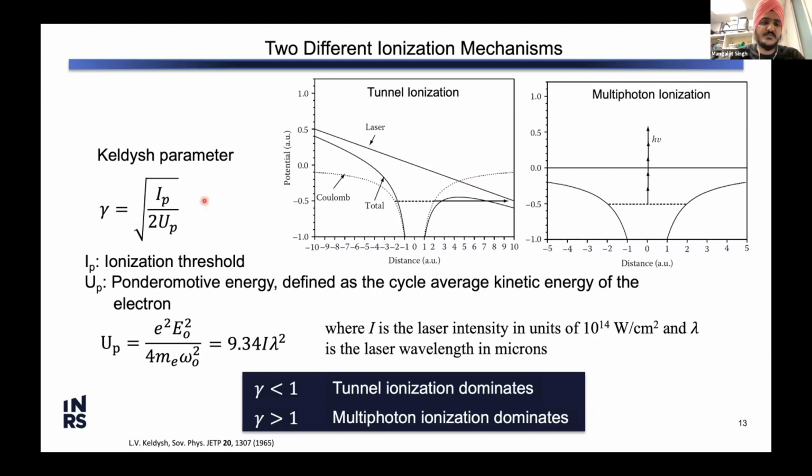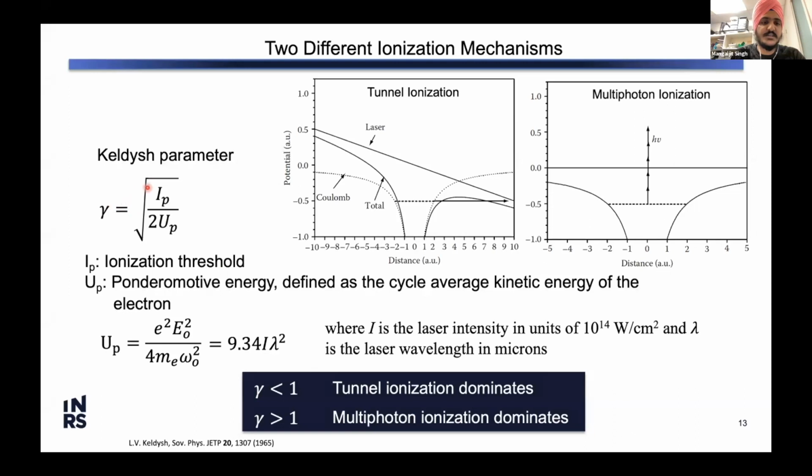And a very important parameter, which is called the Keldysh parameter, can give us an idea which one of these two mechanisms dominates under given laser conditions. This Keldysh parameter is essentially a ratio of the ionization threshold and the ponderomotive energy, which is the cycle average kinetic energy of the electron. So for given laser conditions, if the Keldysh parameter is less than 1, then the tunnel ionization dominates. And if the Keldysh parameter is greater than 1, we can have the multiphoton ionization mechanism.